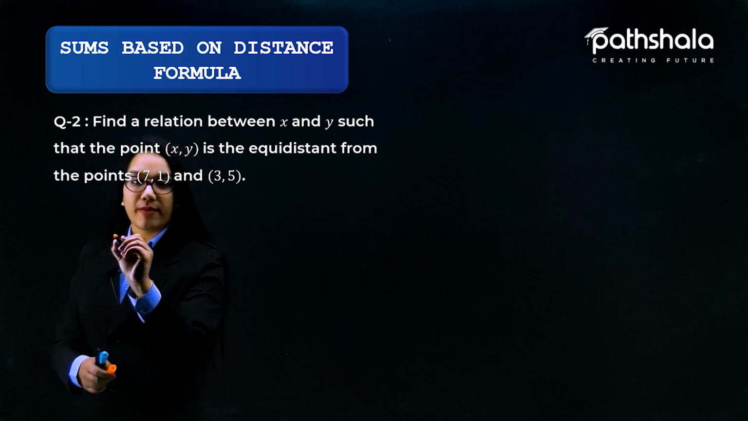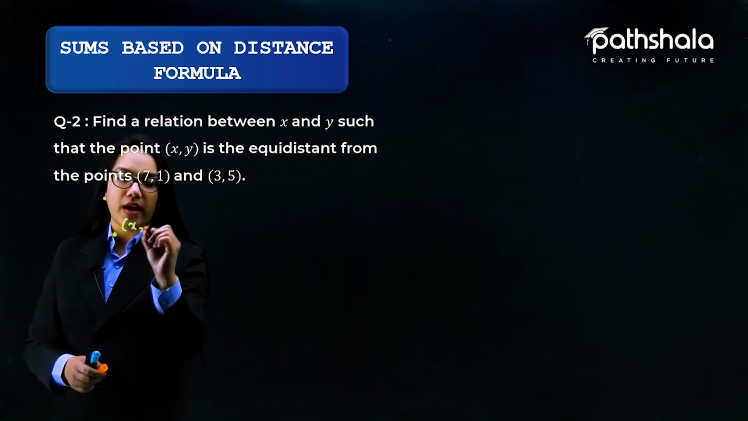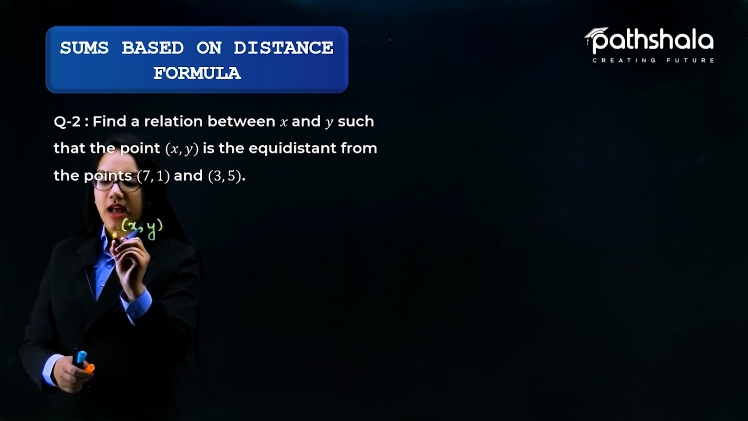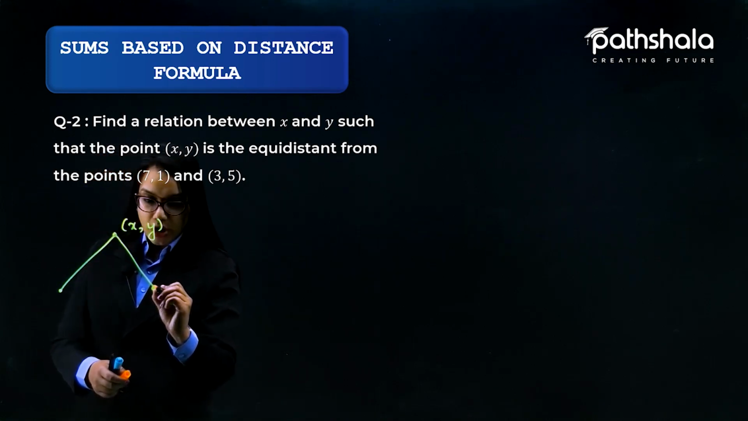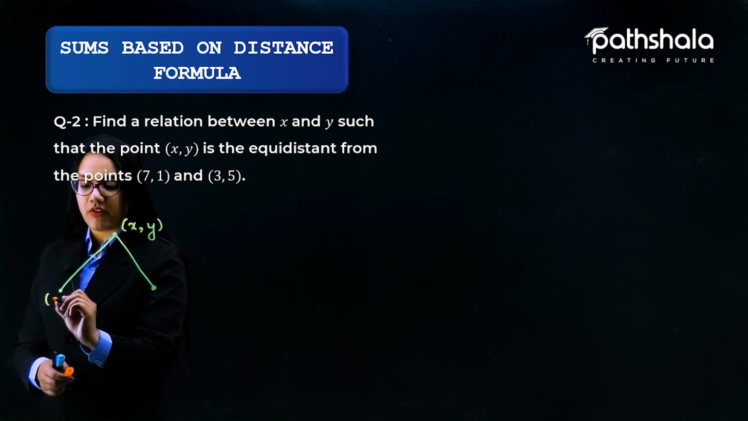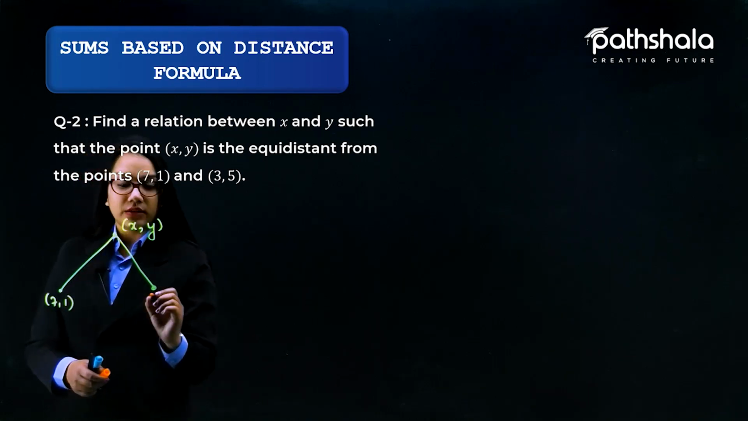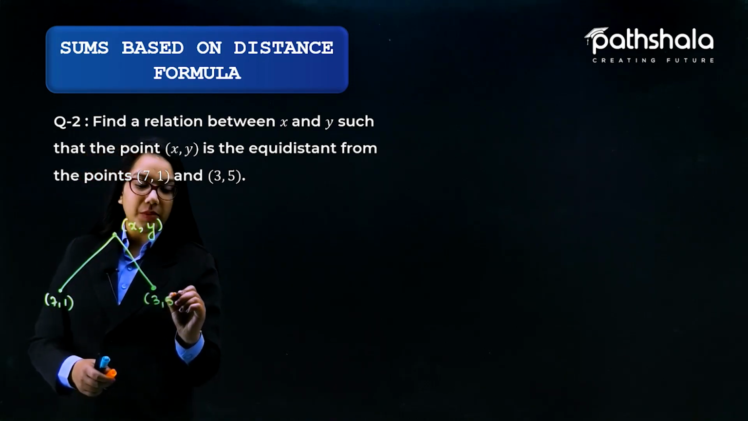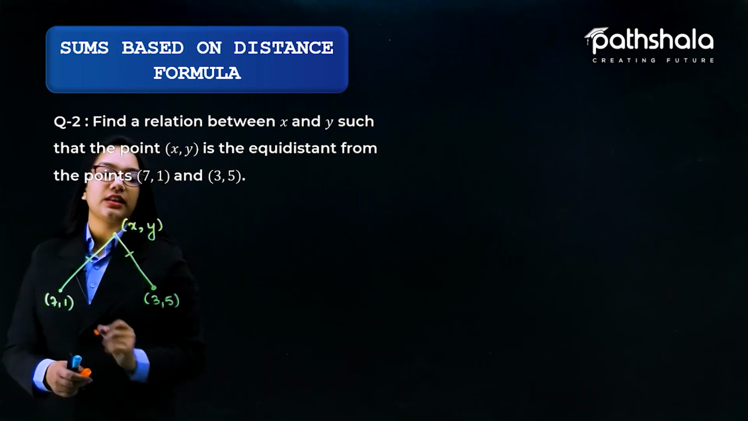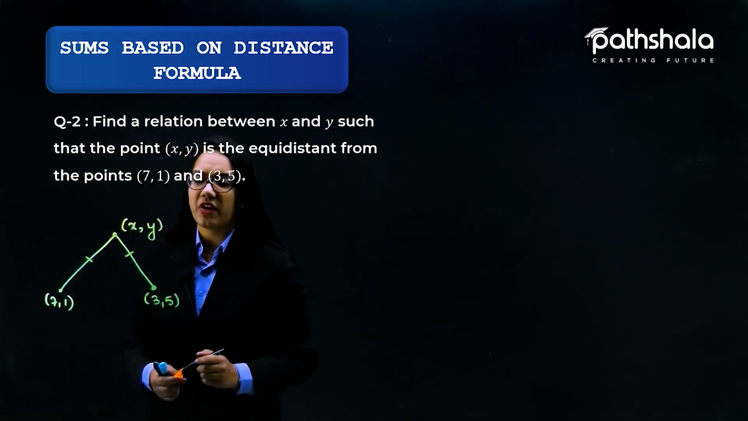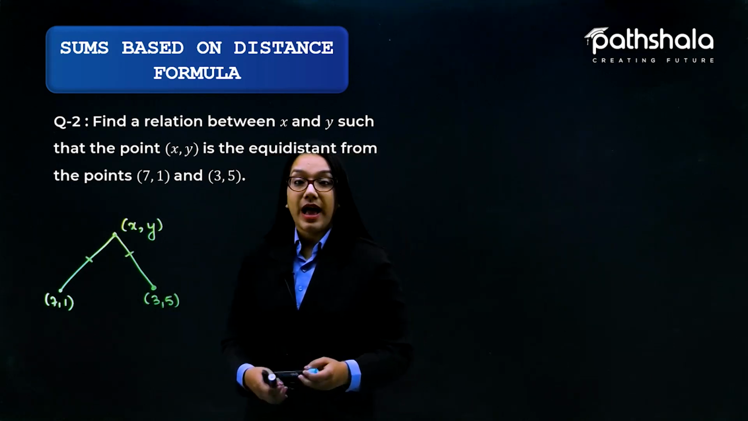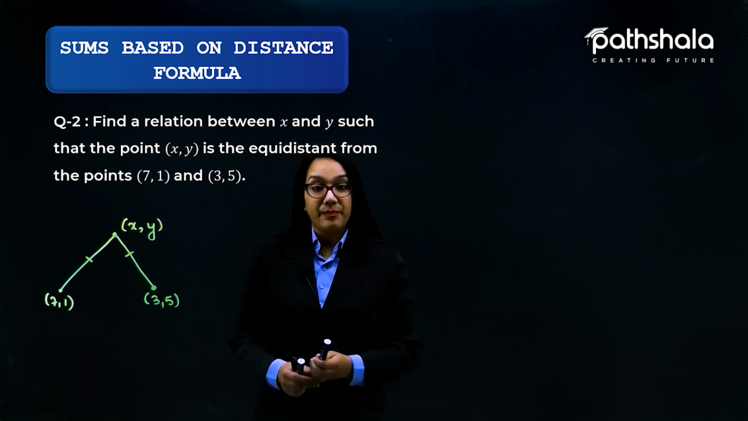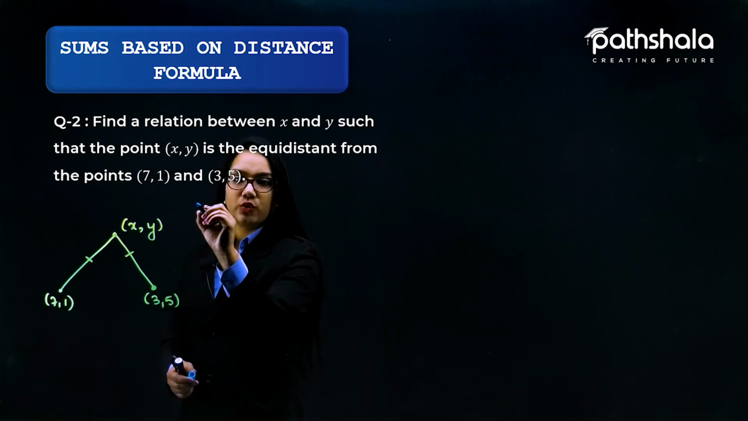Let us suppose I'm talking about the point (x, y). This (x, y) is equidistant, which means the distance of this particular point from these 2 points, that is (7, 1) and (3, 5), is nothing but equal. So this distance is equal. Let us suppose I'm calling the point (x, y) as P and the other points as A, B. Let's start the solution.